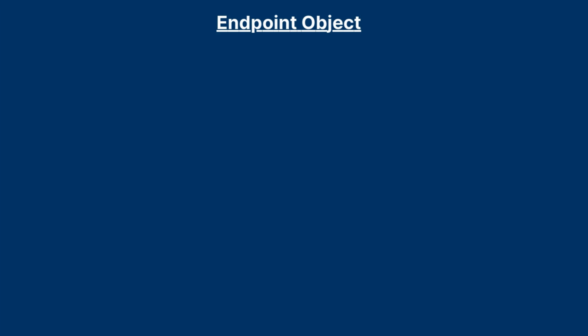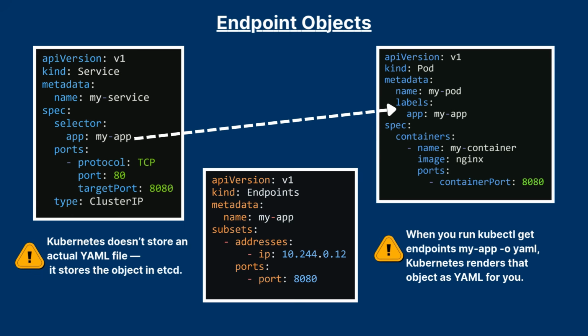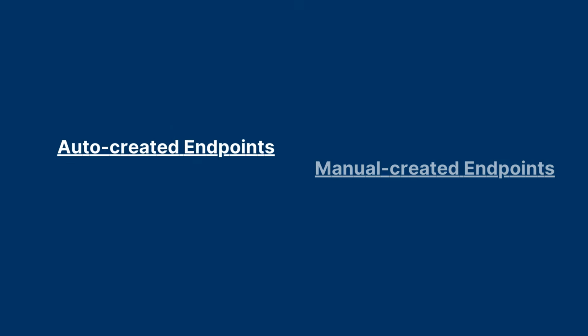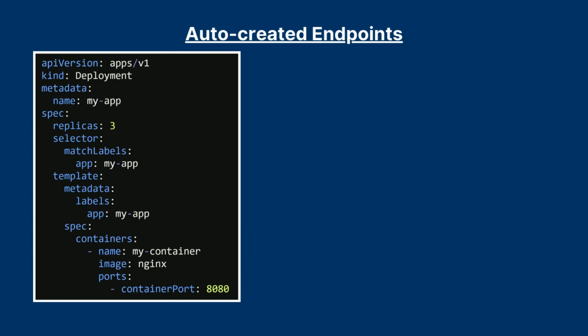That brings us to our endpoint object. So, what are endpoints? When a service finds pods via selectors, Kubernetes automatically creates an endpoint object. This object keeps track of all the real pod IPs and ports that the service points to. Now we will check two sections here, auto-created endpoint and manually created endpoint. First, let's see how auto-created endpoints work.